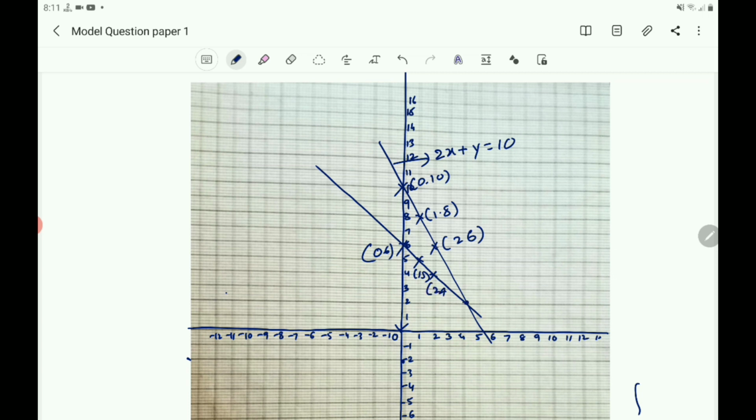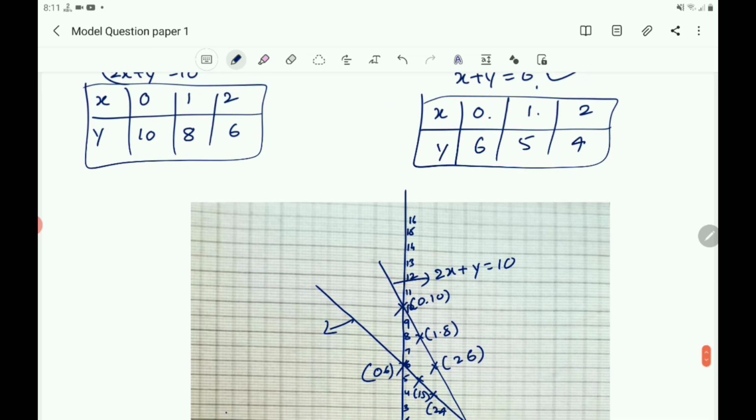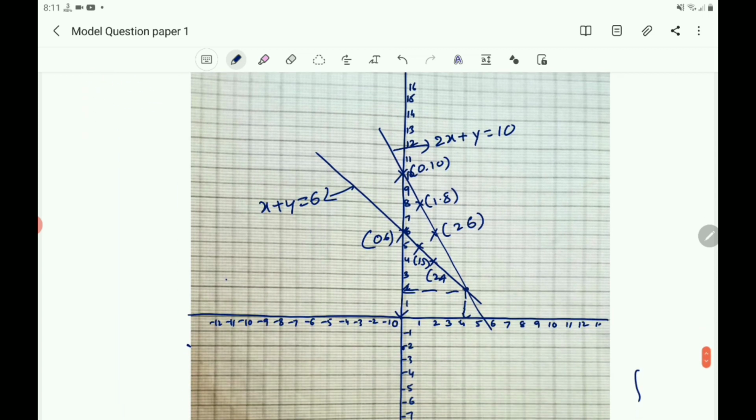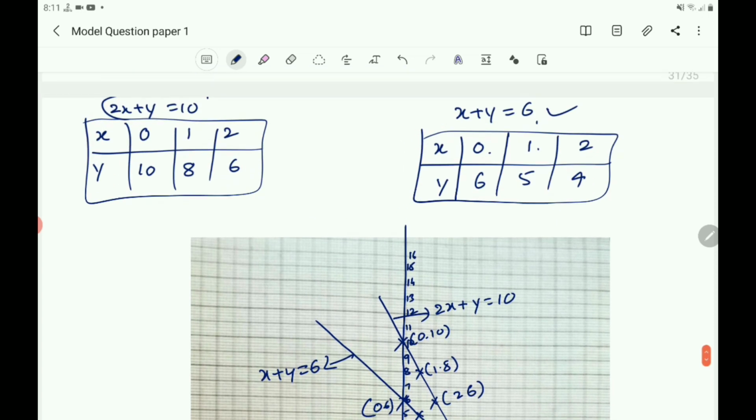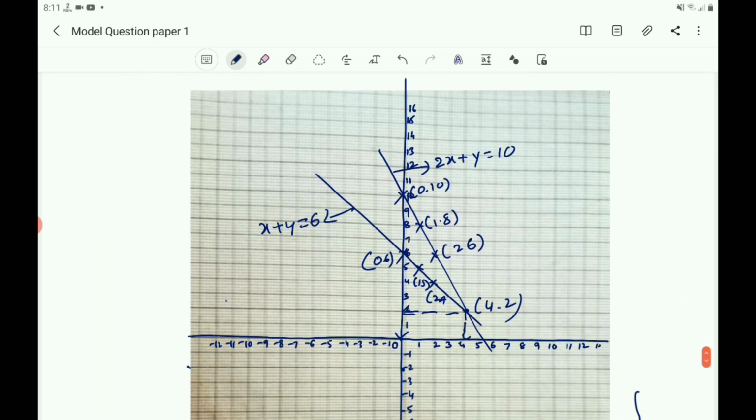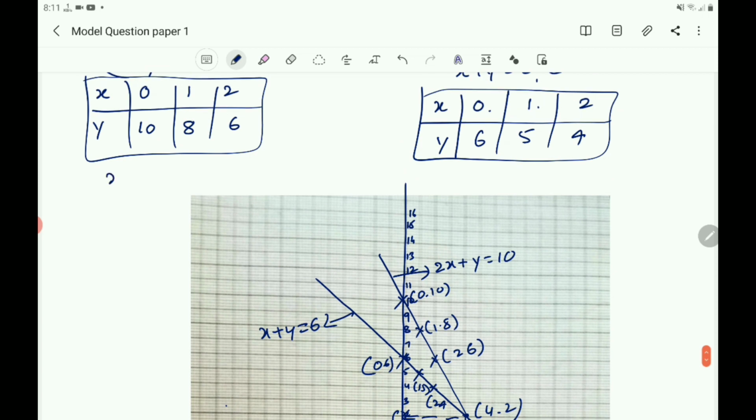And these two meet at a point 4, 2. You will get the intersection of the two lines. This is the graph of x plus y equals 6. And both the straight lines meet at a point 4, 2. So this is the solution. Here you got that x is 4 and y is 2. So x equals 4, y equals 2 is the solution.